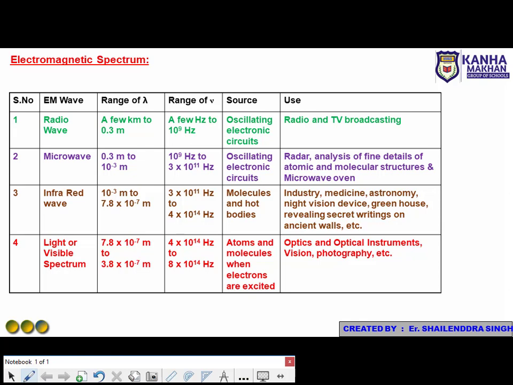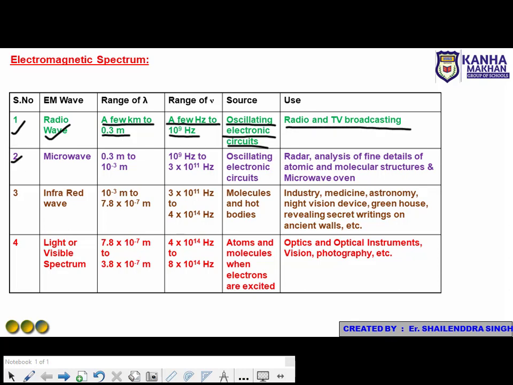So here, the first electromagnetic wave is the radio wave, and its wavelength is from a few kilometers to 0.3 meter. Radio wave frequency is from a few hertz to 10^9 hertz, and the source by which it can be produced is an oscillating electric circuit. Its uses are radio and TV broadcasting.